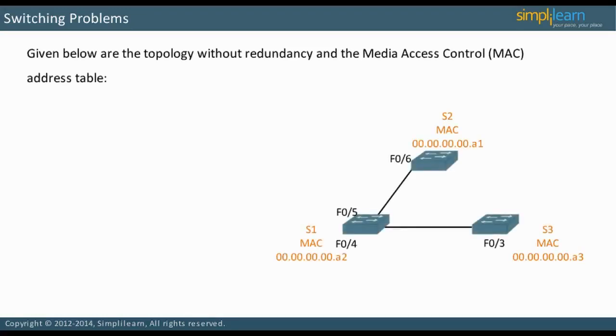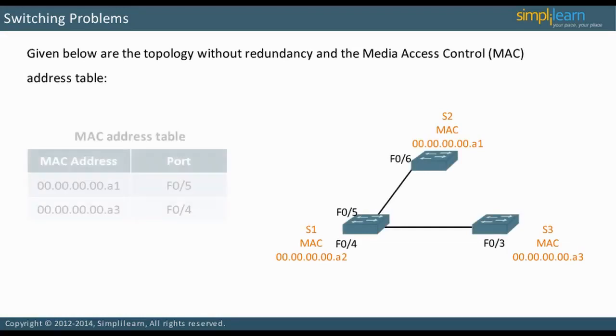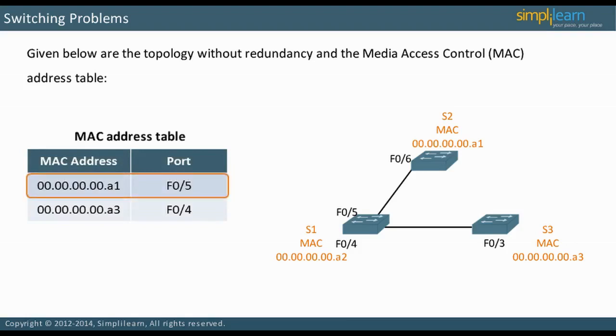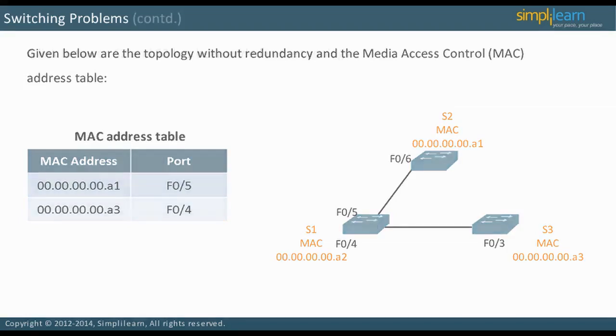The image on the slide shows a topology without redundancy. S1 has one way to get to S2 and another way to get to S3. The Media Access Control MAC address table shows that S1 reaches MAC A1 via interface F05 and MAC A3 via interface F04. It is represented in the topology as well. Take some time to study the MAC address table and topology. Let us discuss the topology in detail in the following slide.